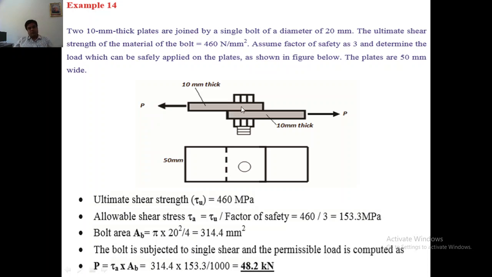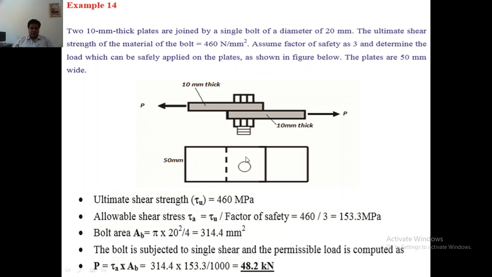So here we have this problem. This is the top view which is given here, and you can see the plates. The width of the plate is 50 mm, and this is the hole in which the bolt is inserted. Bolt and nuts are inserted, and in this problem the thickness of the plates is given here, and the diameter of the bolt is given as 20 millimeter.